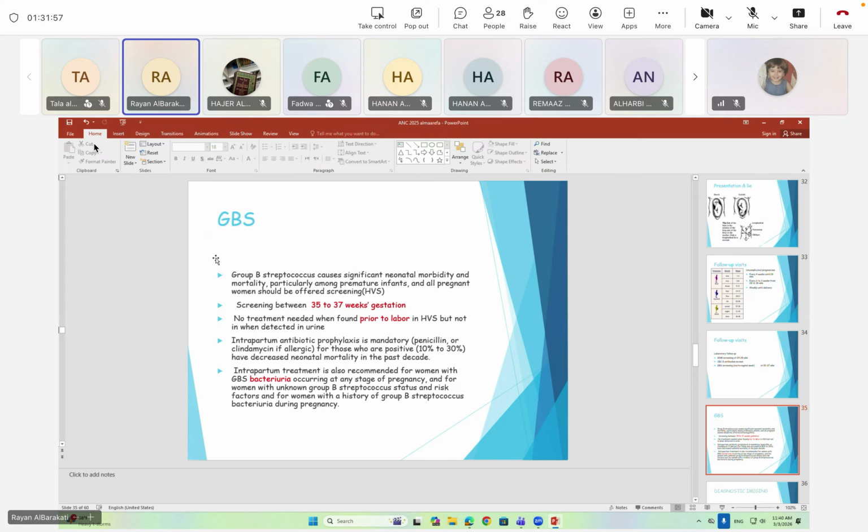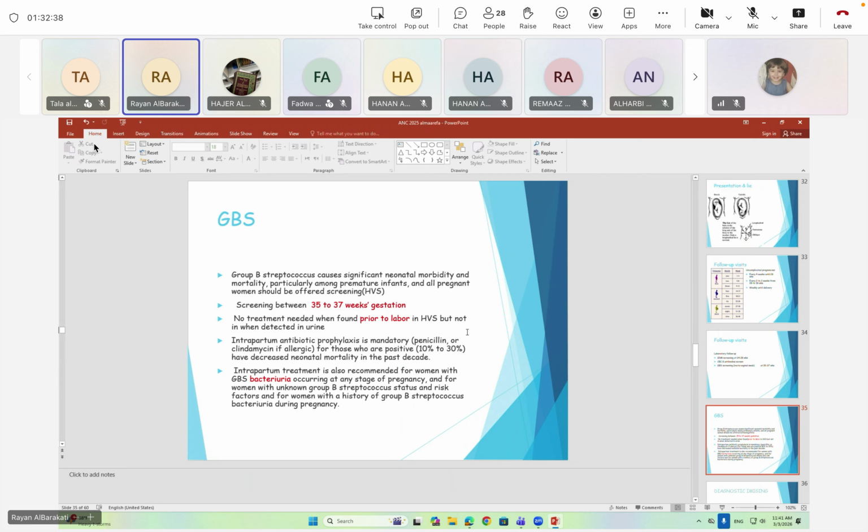What is GBS? GBS is group B streptococcus infection. This can cause significant neonatal morbidity and mortality, especially among premature infants, and screening should be offered to all pregnant ladies at term who will be delivering normally, not by cesarean section. Screening is usually between 35 and 37 weeks of gestation, meaning prior to labor. No treatment is needed when it is found prior to labor in a high vaginal swab, but if it was in urine, you have to treat it because it is not normal to have GBS there.